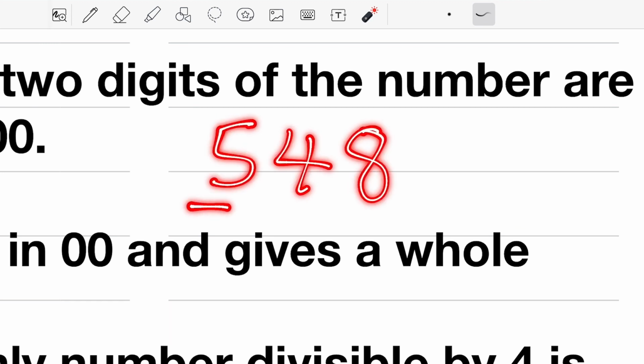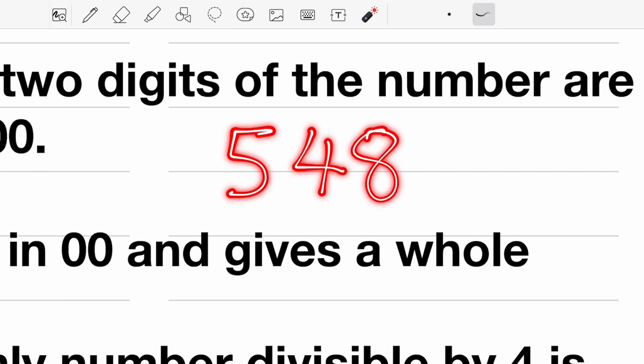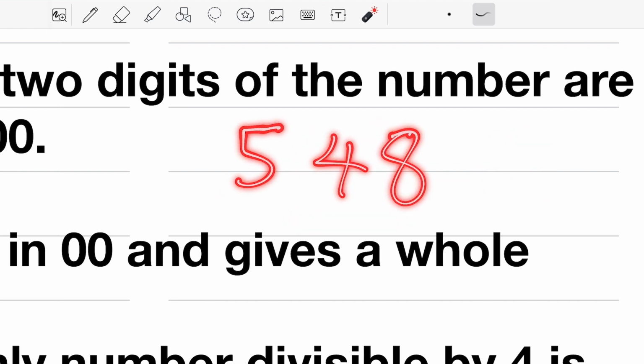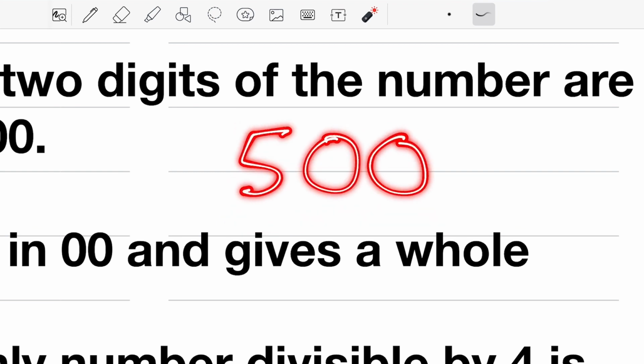So if we look at the 5, we may say, well, 5 is not divisible by 4, and then we may not be sure if the entire number is divisible by 4. But luckily, with the divisibility rule, we just have to look at the last two digits. Is 48 divisible by 4? Yes, because 48 divided by 4 is equal to 12. So then this entire number is divisible by 4, right? Okay, what about 500? Is 500 divisible by 4? Yes, because the last two digits are zeros.